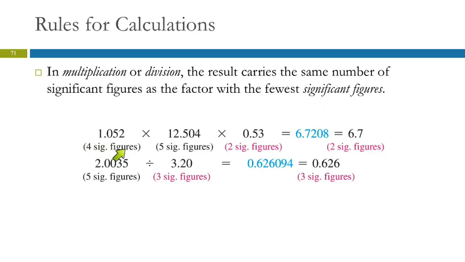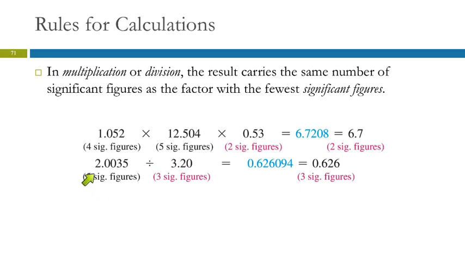So 1.052 times 12.503 times 0.53, and you get this on your calculator. We're going to look at each of the numbers that we were multiplying and identify how many significant figures they each have. Well, this one has 4, this one has 5, and this one only has 2. That leading 0 doesn't count. And then this is the tough part. Which number is smaller, 4, 5, or 2? 2, this one. This is the smallest, so then we need to round this number so that it has 2 significant figures.